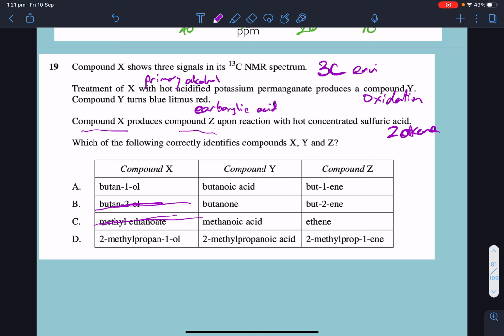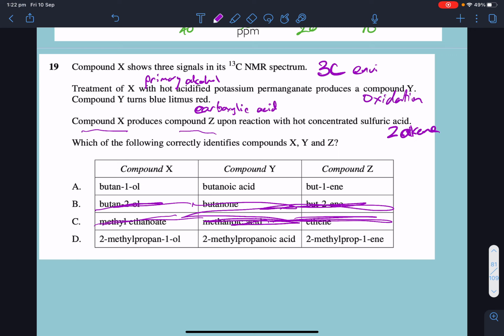2-methylpropan-1-ol goes to 2-methylpropanoic acid. That's good. And then if we dehydrate it, we're going to get but-1-ene and 2-methylprop-1-ene. That all seems to fit.